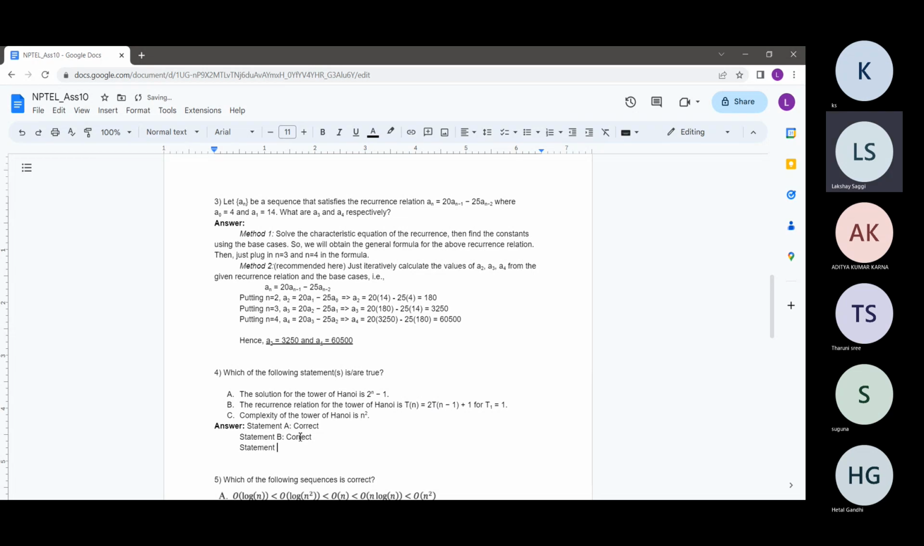Statement C is: complexity of Tower of Hanoi is n square. The actual solution for Tower of Hanoi is 2 raised to power n minus 1, and it says that complexity is n square. Do you guys think that 2 raised to power n minus 1 and n square have the same complexity? What do you guys think? Can you answer in chat? If someone is typing, I'll wait for the response.